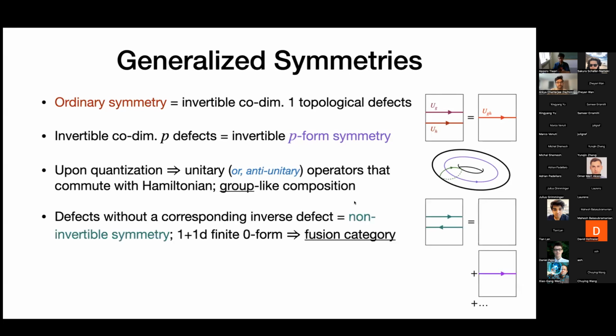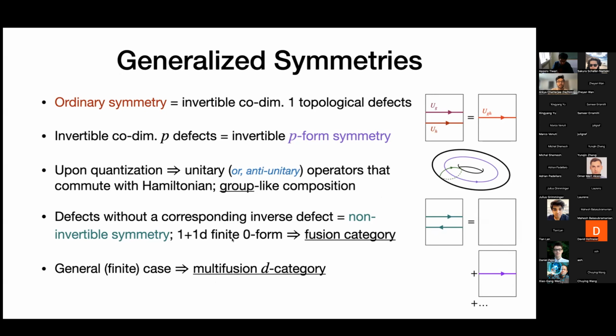You can further generalize this to defects that don't have a corresponding inverse defect. These are very creatively named non-invertible symmetries. In 1 plus 1D, if you consider only zero-form, finite symmetries, they are described by fusion categories. At least that's the current understanding. But in a general D plus 1 dimension, if the symmetry is finite, I've been told that this is described by a multi-fusion D-category, whatever that is. So there is a lot that is understood about the structure of these things.